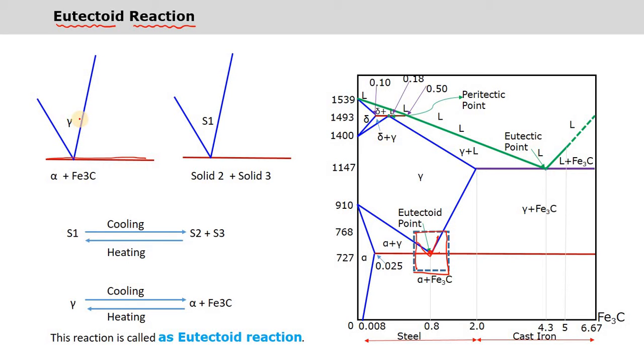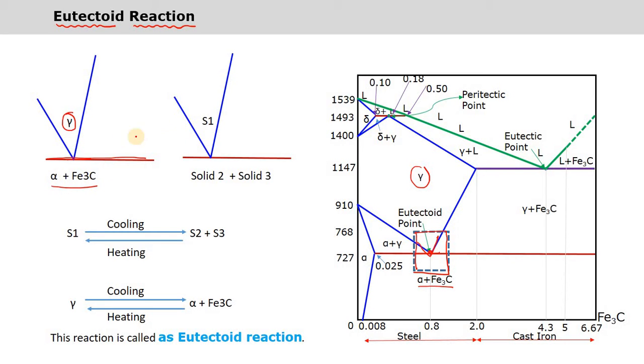Then write what is present in this V. In this V here, what is present? It is gamma. That's why I have written gamma here. Then write what is present below this horizontal line. Below this horizontal line, it is alpha plus Fe3C.